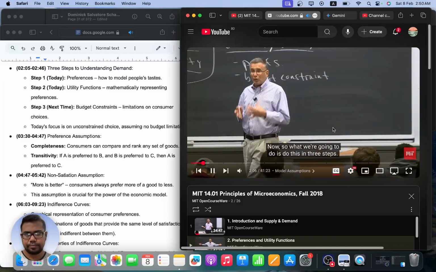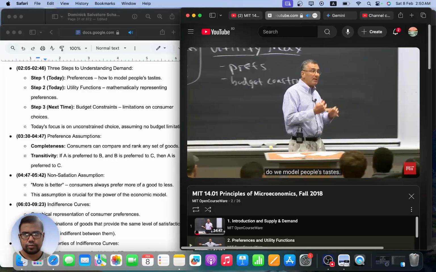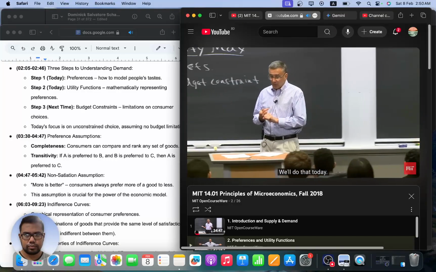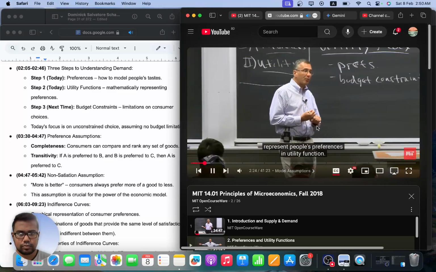Now, what we're going to do is do this in 3 steps. Step 1, over the next 2 lectures, is we'll talk about preferences. How do we model people's tastes? We'll do that today. Step 2 is how we translate this to a utility function, how we mathematically represent people's preferences.